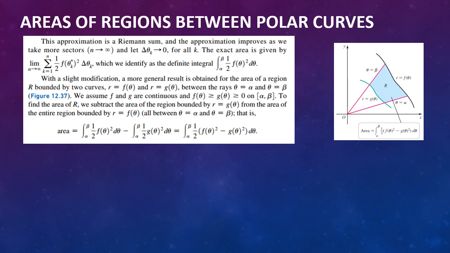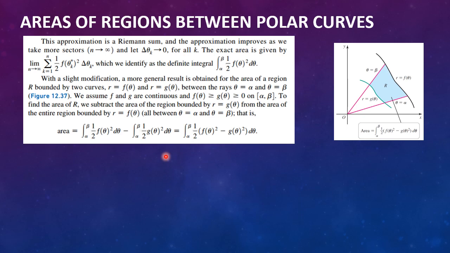With a slight modification, a more general result is obtained for the area of the region R bounded by two curves, r equals f of theta and r equals g of theta, which you can see in the diagram to the right. Again, we're still using the same interval between theta equals alpha and theta equals beta on this diagram. We assume that f and g are continuous and that f of theta is greater than or equal to g of theta, which is greater than or equal to 0, so they're all positive on that interval. To find the area of the region R that we see in the diagram, we subtract the area of the region bounded by r equals g of theta, which is below, from the area of the entire region bounded by r equals f of theta. Again, this is all from Calculus 1, the upper curve minus the lower curve.